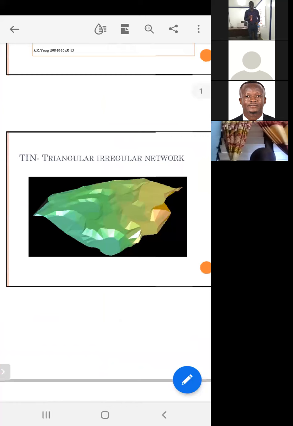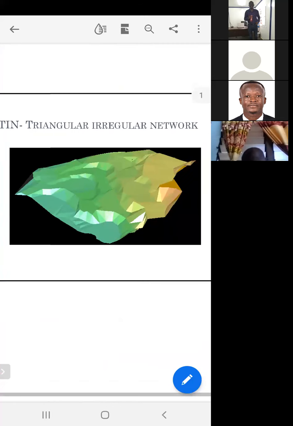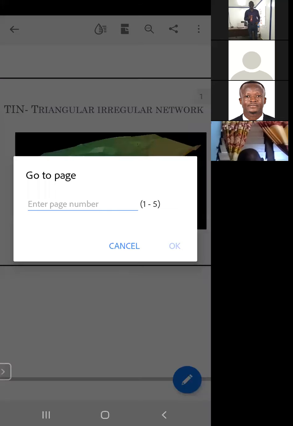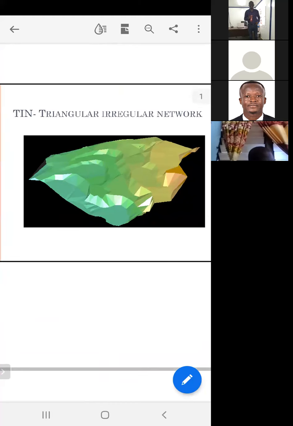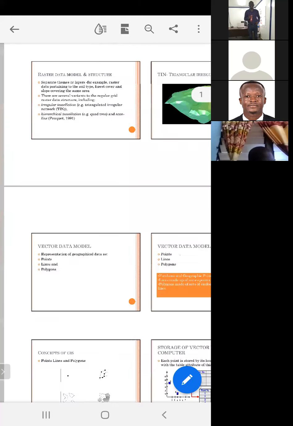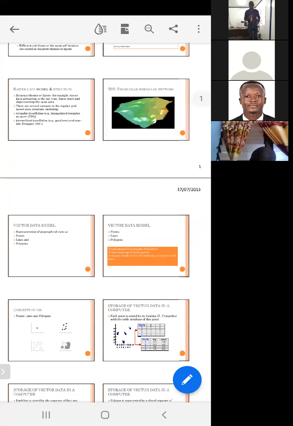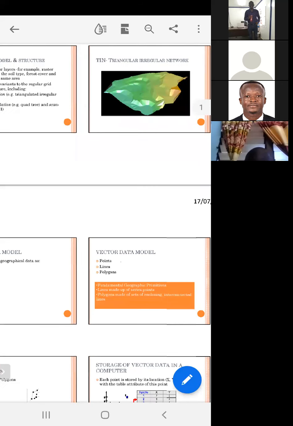So now this is a typical example or image of the triangular irregular network. You can see that surface. If you really look at it well, you can see this is a surface. It's as if you can walk on it and get to a certain point. But really, you are just being deceived. Really, it's just triangles that are joined together. Are you okay? All right. Great. So basically, that is the raster data model.